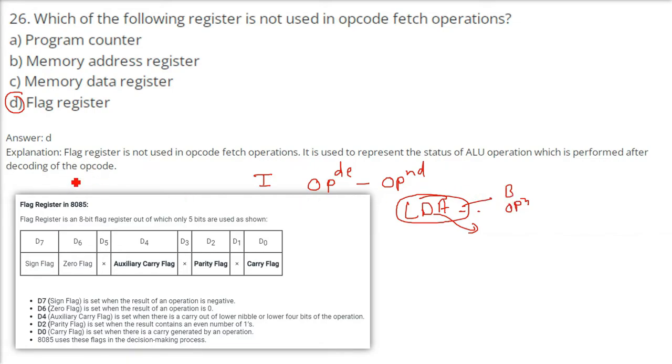Once all things are done and some operation is performed, then the flags will be affected. Otherwise, fetching the opcode won't use them. The program counter, the memory address register and the memory data register, all these three will be part of the fetch operation, not the flag register.